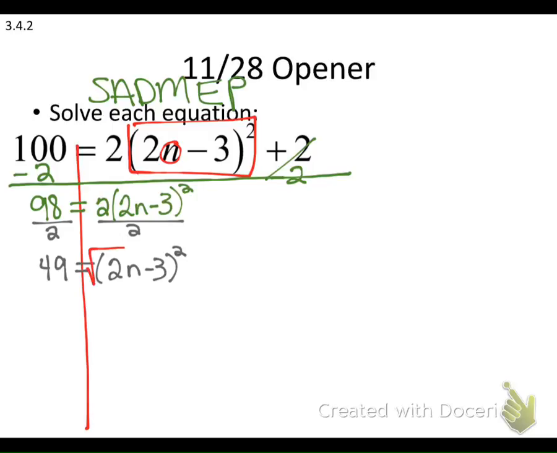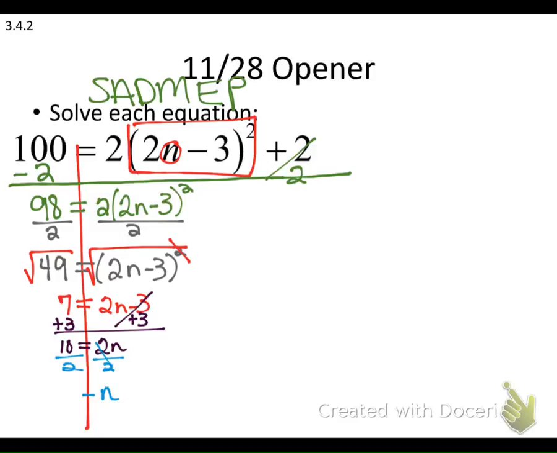Okay, so how do I get rid of the square? Square root. I square root both sides. So what's the square root of 49? I'm going to go ahead and simplify that. What's the square root of 49? 7. Then on my right side, I can just bring down the 2n minus 3 since I got rid of my square. I don't really need those parentheses anymore. And here I have a two-step equation. Add 3. Okay? Now divide by 2. And 5, final answer? Any questions? All right, nice job.